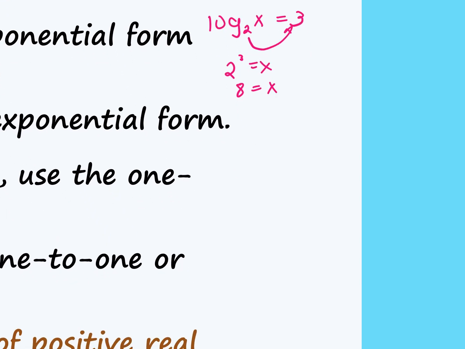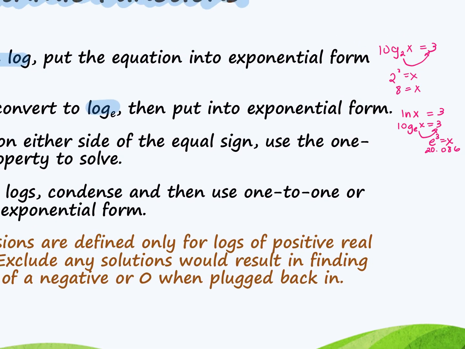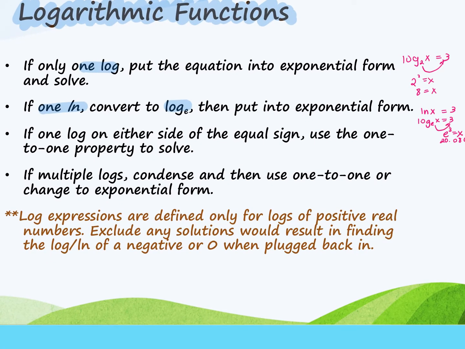If it was ln, it would be ln of x equals 3. I would rewrite it as log base e of x equals 3, and then e would come over and pick up the 3, and I would put that in the calculator because that would be that kind of question. e to the third, which would be 20.086. So those are the first two kinds, if you just have one log or if you just have one ln.